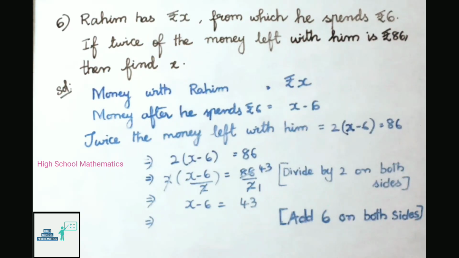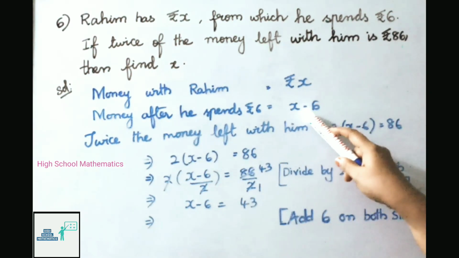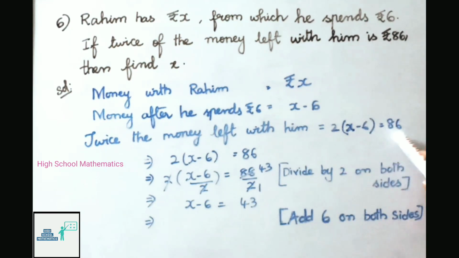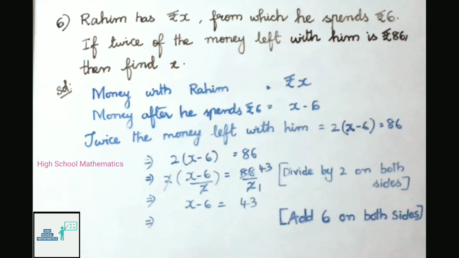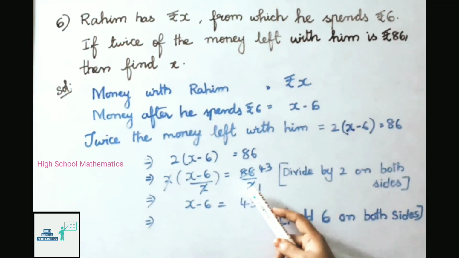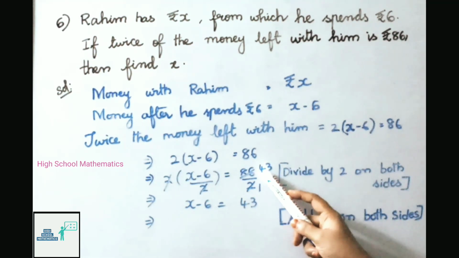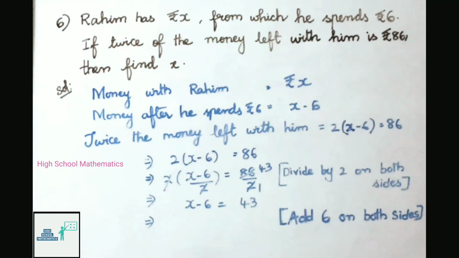They have given twice the money left with him is 86 rupees. So twice the money with him is 2 into x minus 6, that is equal to 86. Now we are going to divide by 2 on both sides. So the 2 cancel. 2 ones are 2, 2 forty-threes are 86. That implies x minus 6 is equal to 43.